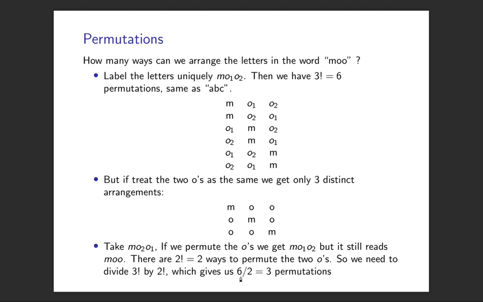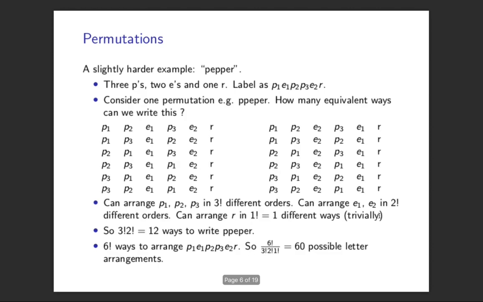So 3 factorial divided by 2 factorial, which is 6 divided by 2, gives us 3 permutations when we don't care about the O's, we treat them as the same. And that dividing through trick is a big one. That's an important one. It's very straightforward, of course, but it lets us do all sorts of things. So just to get that straight, this is an important one.